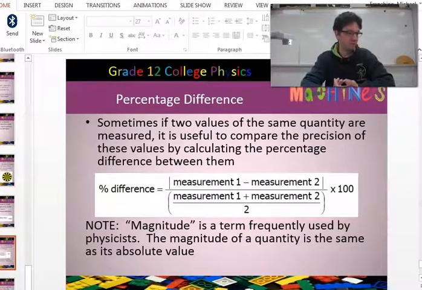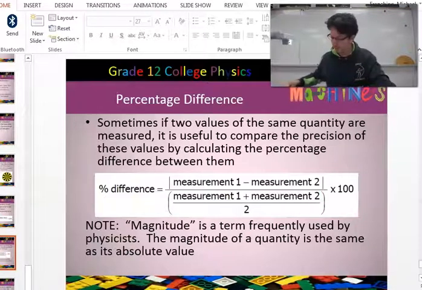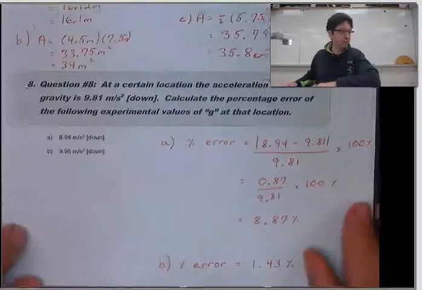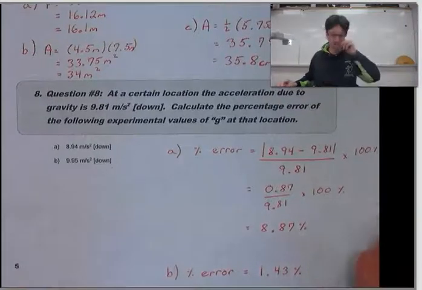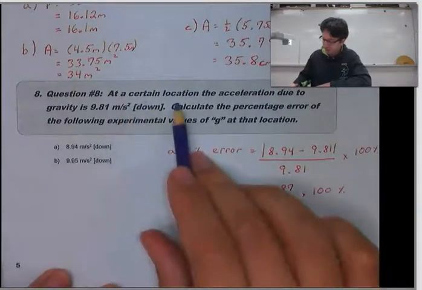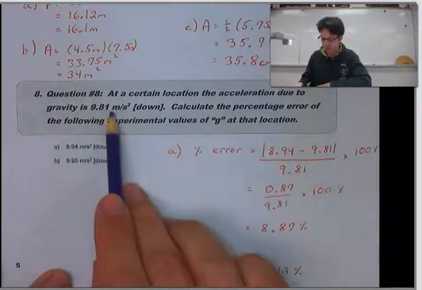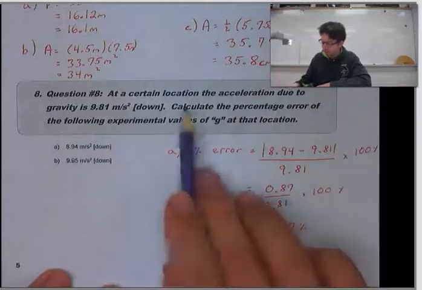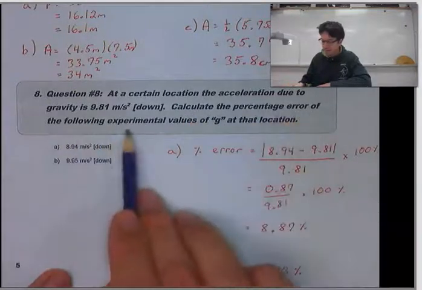So we're going to try two questions here. First, question 8. And then question 9. Just go to the document camera again. So for question 8, I already have this done, but let's look through it. It says at a certain location, the acceleration due to gravity is 9.81 meters per second squared. And we'll talk about that number later in this course, but for right now, this is the accepted or theoretical value of the acceleration due to gravity. So 9.81. Calculate the percentage error of the following experimental values.